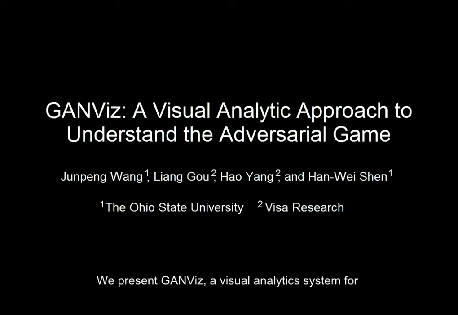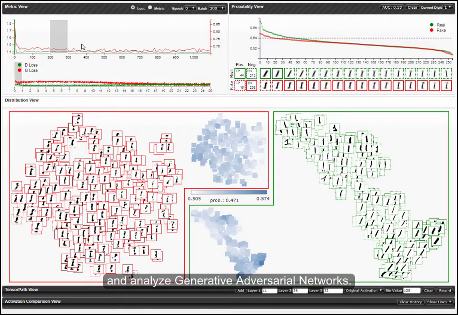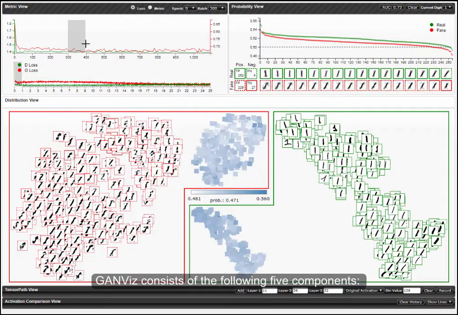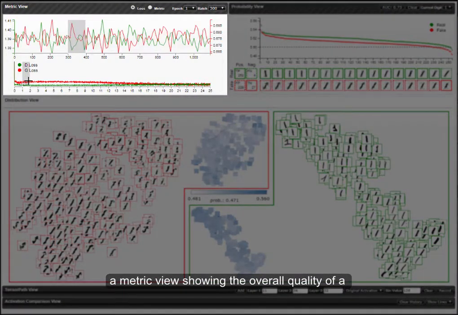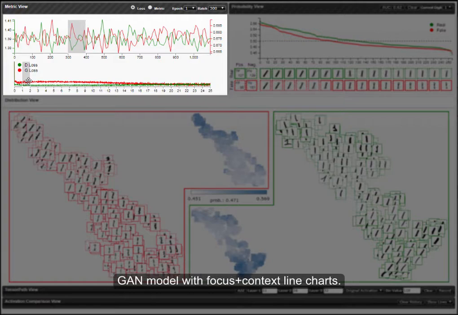We present GANViz, a visual analytics system for machine learning experts to evaluate, interpret, and analyze generative adversarial networks. GANViz consists of the following 5 components. A metric view, showing the overall quality of a GAN model with focus plus context line charts.